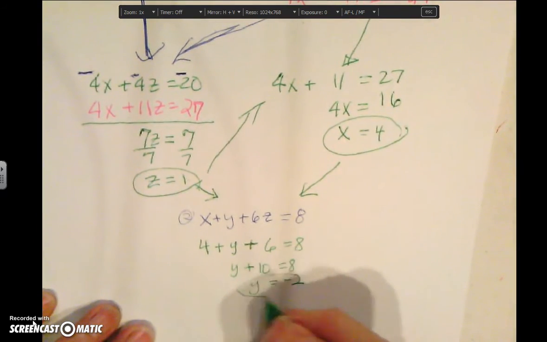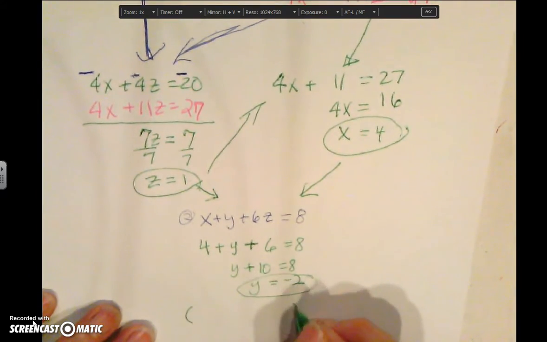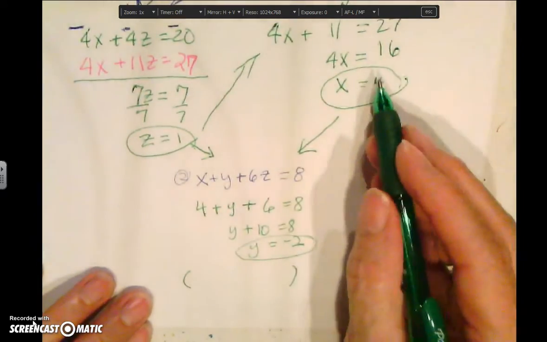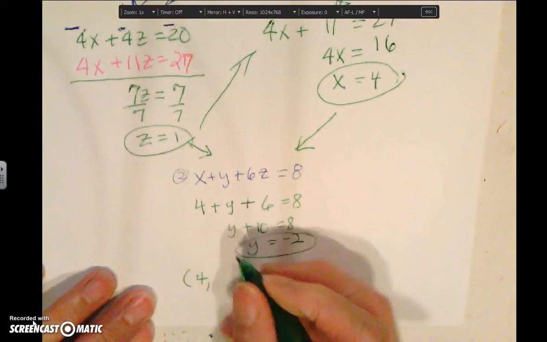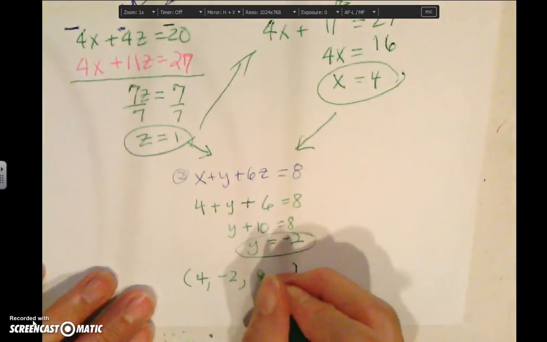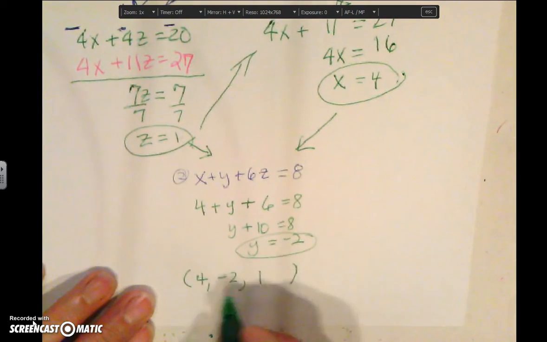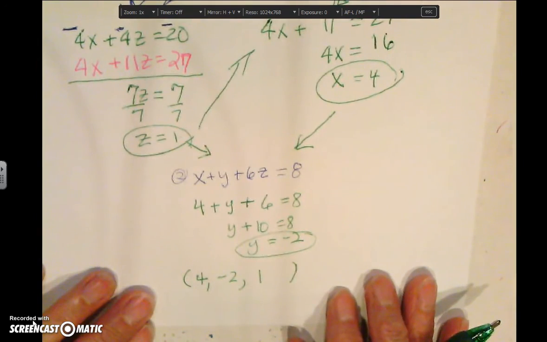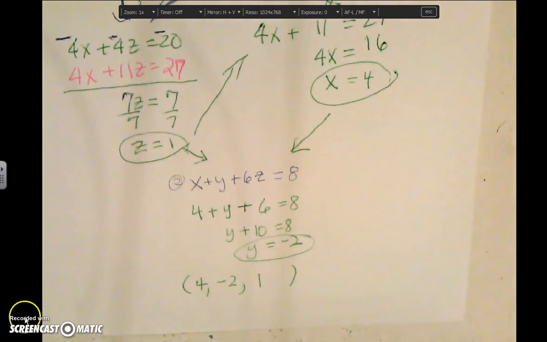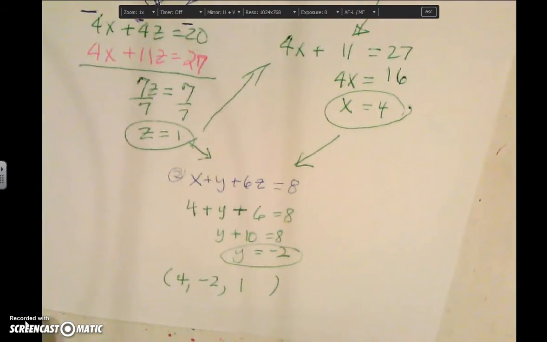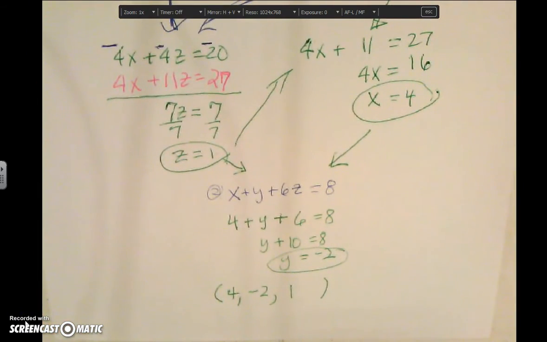So my ordered triple, you need to make sure, again, that you do x, y, z. So do it alphabetically. So x is 4, y is -2, and z is 1. And again, be careful, because if you put it in the wrong order and you go back up to substitute to check it, then it won't work. And you should plug those into all 3 equations to check it. I'm out of time, so I'm going to stop this video.